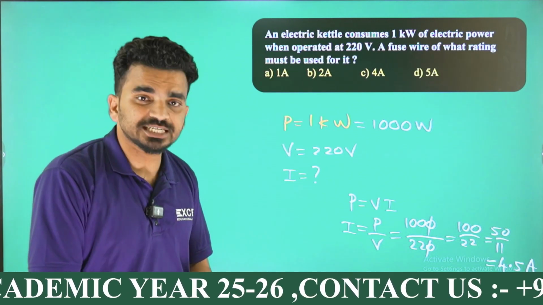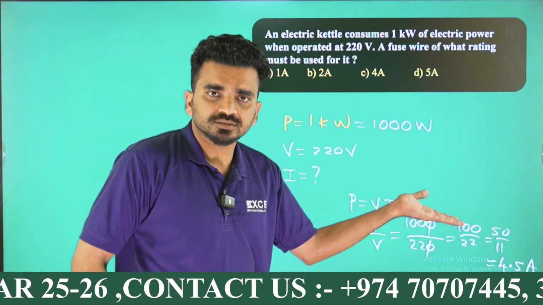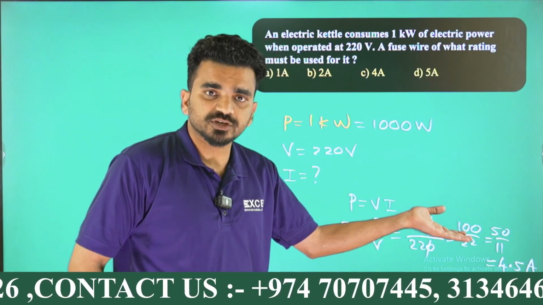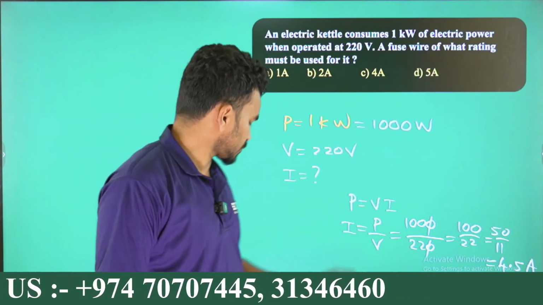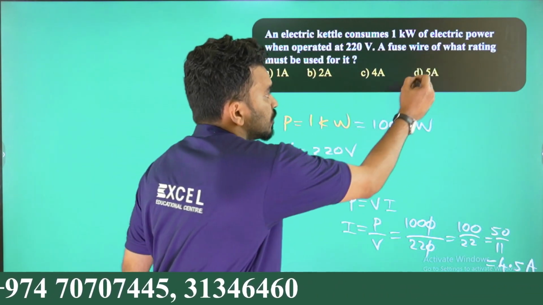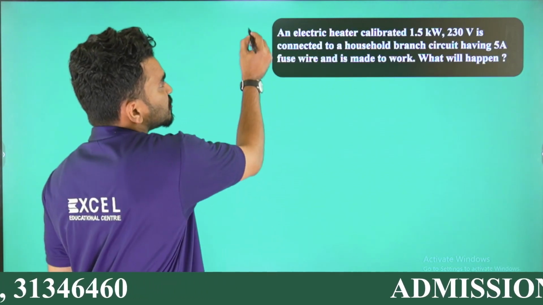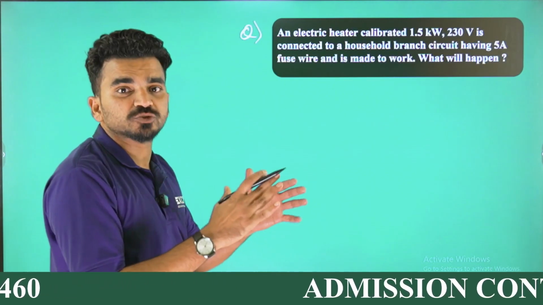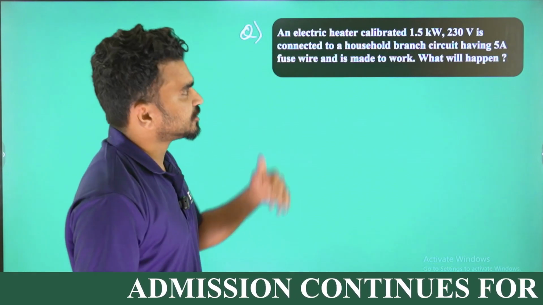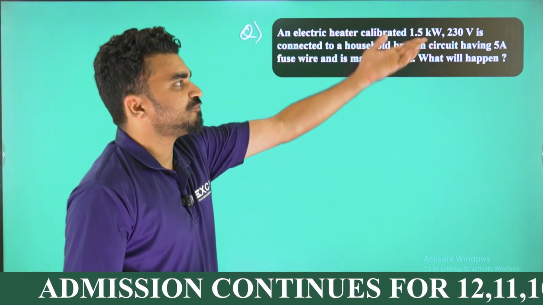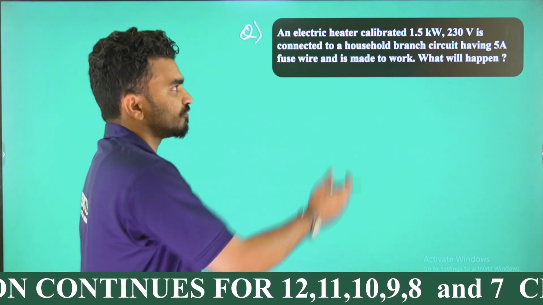So what fuse is needed? We need something slightly higher than the current requirement. It is 4.5, so we select a 5 ampere fuse. Okay, 5 ampere fuse for this purpose. Now see, here is an alternative way the same question can be asked. Another pattern. You can read this question: what will happen if you attach this fuse to this device? That's actually the question. The value can be changed.